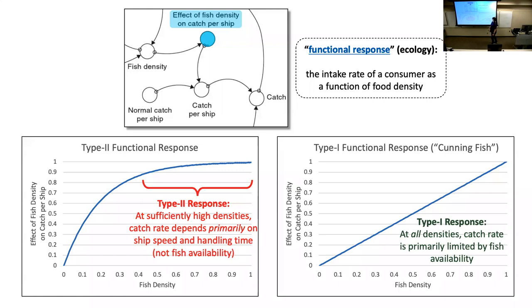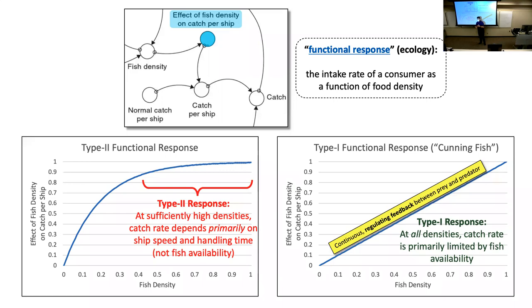We can contrast that with this type one response, the cunning fish, where even at the highest densities, if you have a slight decrease in density, you immediately get a decrease in catch per ship. Now the book talks about the reason this happens. Does anybody remember why at lower densities fish are still easy to catch? Did they still clump together?